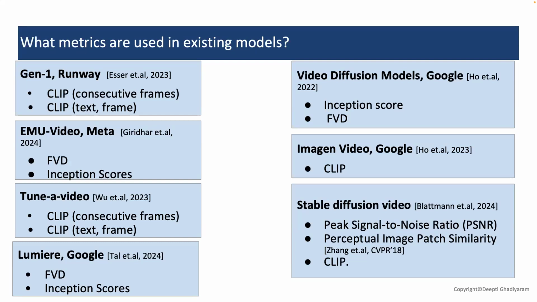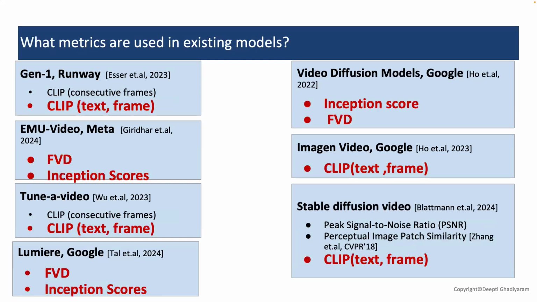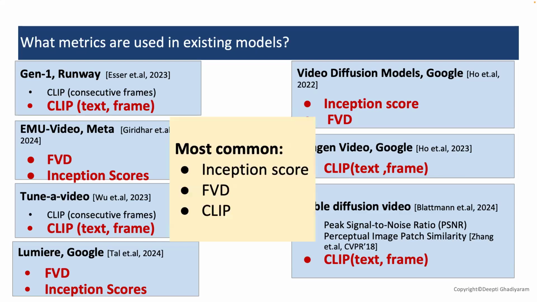I want to convey two key points here. One is that despite this being a very active and very busy research area, every article or paper seems to have a different set of metrics that they're evaluating their model against. So that's the not so nice part. But the nice part is that there is a common denominator here. There are three metrics that keep coming up in most of these articles, and those are the inception score, FVD score, and CLIP score. So in the next few slides, we'll understand these three metrics more closely. Any questions at this point?